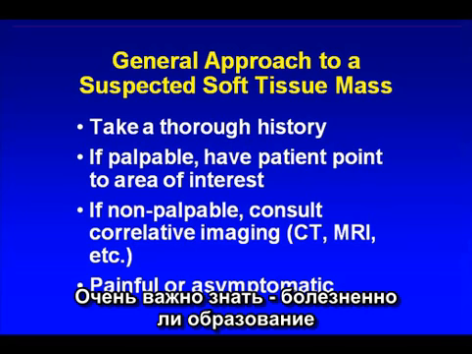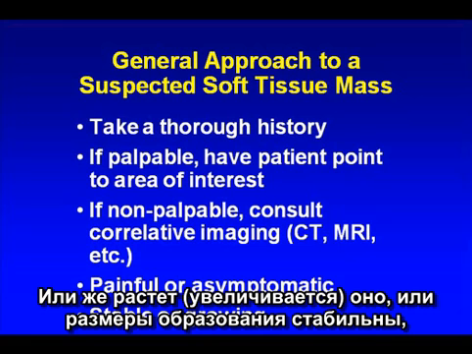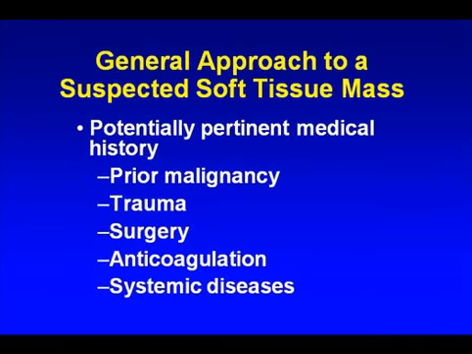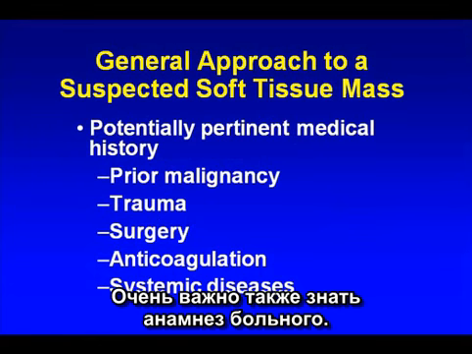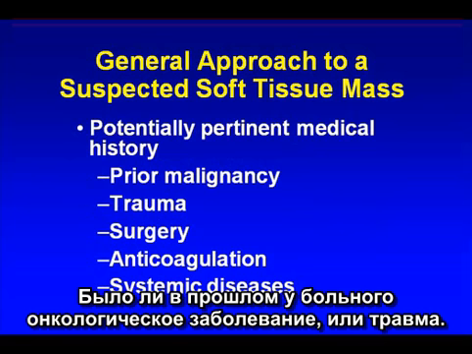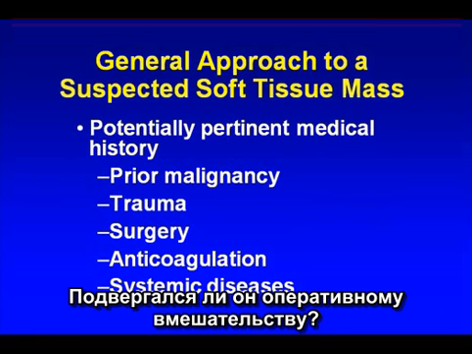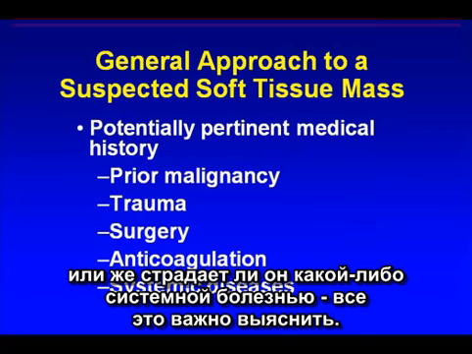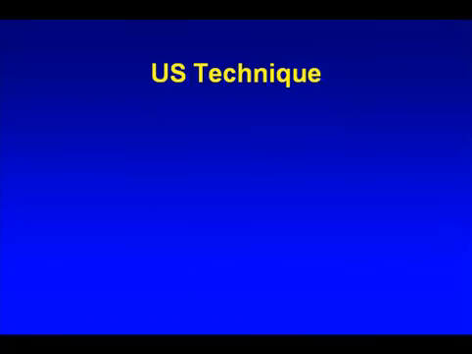It's also helpful to know whether the mass is painful or asymptomatic, or whether it's been stable or growing, because all of these may help in your differential. It's also important to know potentially pertinent medical history. Does the patient have a prior history of malignancy or trauma? Have they had surgery? Are they on anticoagulation, or do they have any systemic diseases that could be pertinent?